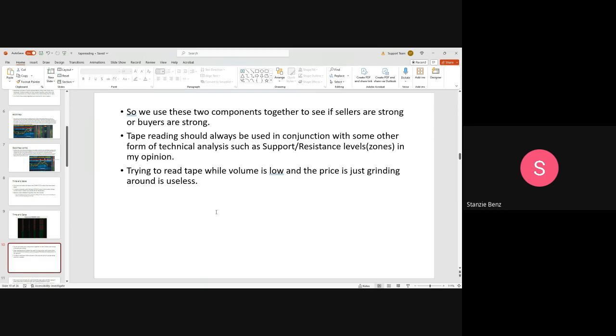because when the volume is low, the tape is going to be slow. It won't really give you many signals. The price usually won't be reacting to certain levels, which is what you kind of look for when you're reading tape. You're looking for the price to be at a level and seeing how the tape is reacting at that level, which is what we're going to go over.